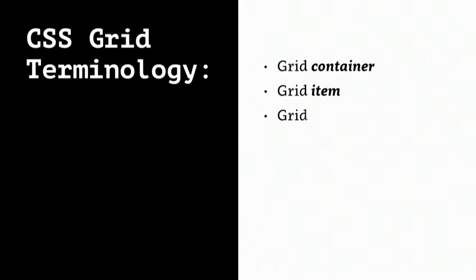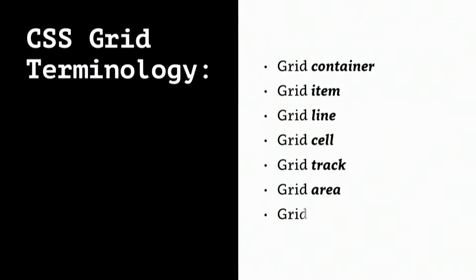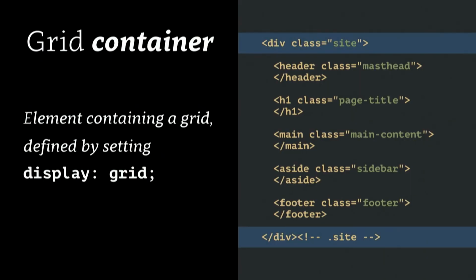To make this happen, we use CSS Grid. And for CSS Grid, there's a bunch of terminologies. So we have grid container, grid item, grid line, grid cell, grid track, grid area, and grid gap. These are the things that make up a grid. First, grid container. The grid container is any element on the page that you want to put a grid inside.